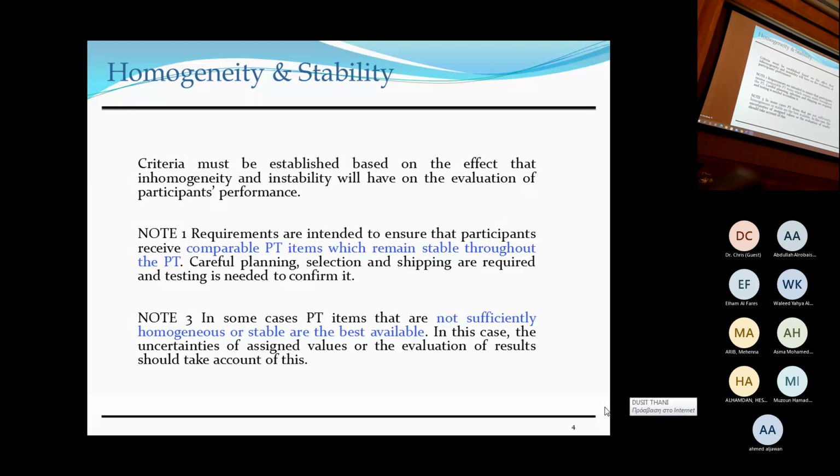So all of the requirements in 17043 which deal with homogeneity and stability are intended to ensure that participants receive comparable PT items, okay, which remain stable throughout the PT. This is of the utmost importance. Otherwise, so two things. One, the item should be fit for purpose, and second, it should be stable.